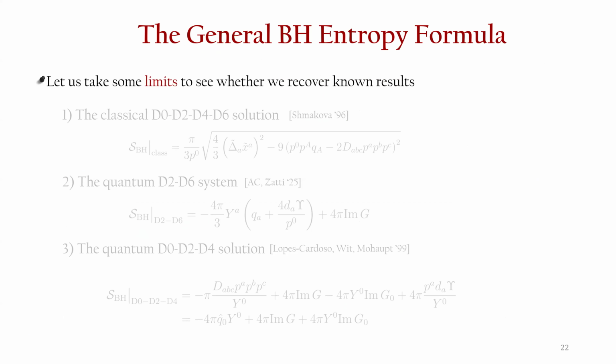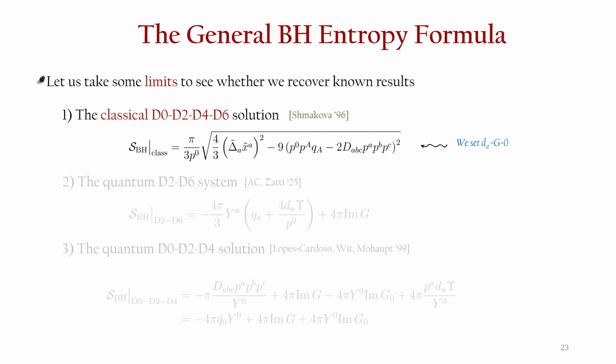So the three obvious limits that we can take are the following. First of all, you can turn off all quantum corrections, but still leave completely arbitrary the charges of the black hole. And what you end up with is exactly the solution that was found 30 years ago by Shmakova. So with the exact same attractor equations, which, as I was stressing, also is an implicit equation. You have to solve some quadratic system.